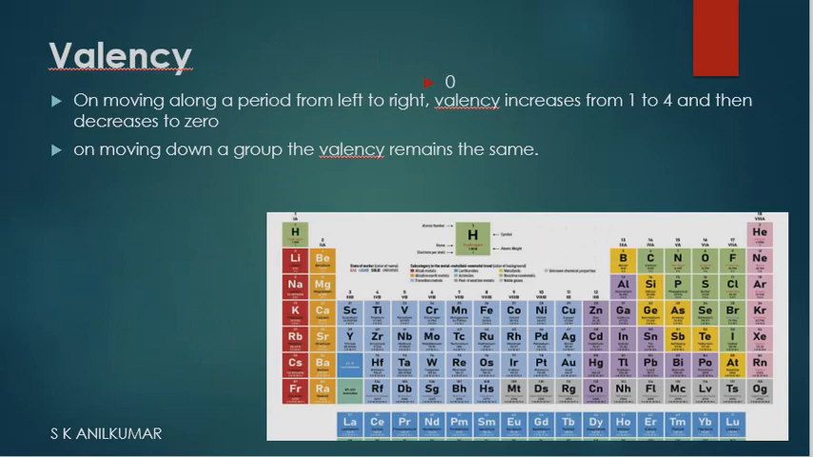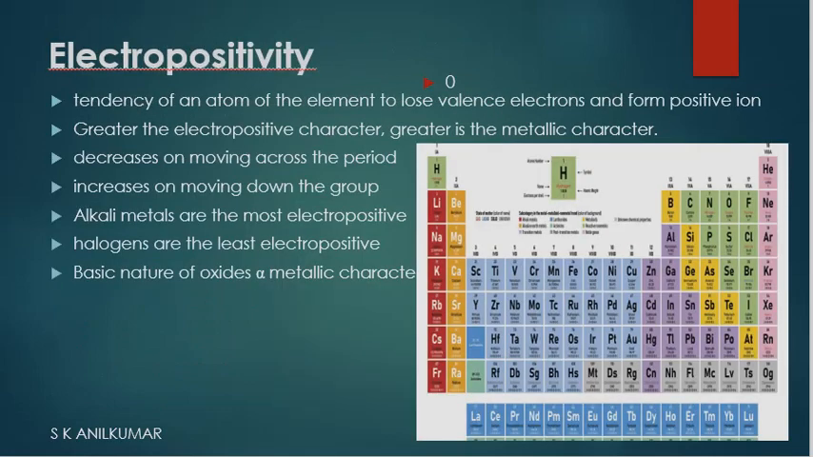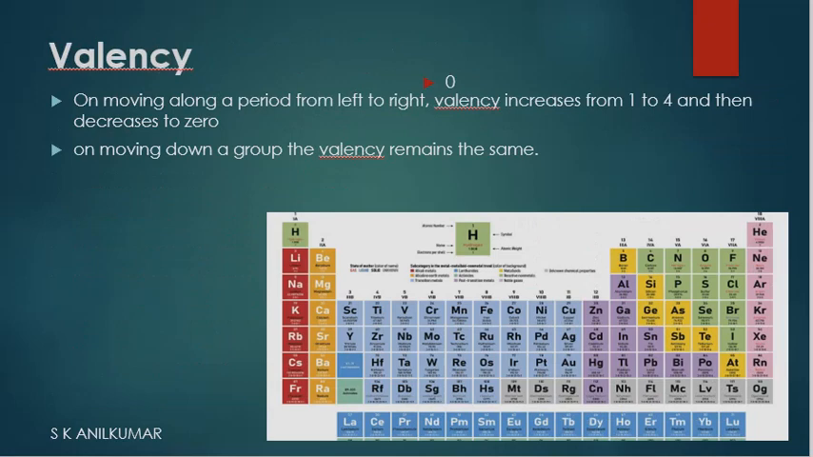Then comes valency. What is valency? On moving along the period from left to right, valency increases from 1 to 4 and then decreases to 0. Increases from 1 to 4 means what? Valency is the number of electrons it can take or give or share to form a covalent bond. Give or take or share means what? To form an octet. Octet means what? 8. So when you have one electron already, it can give or take 7. When you have 2, it will take 6. When you have 3, it will take 5. Like that, it will go up to 8.